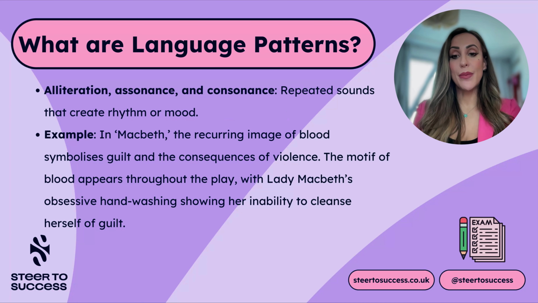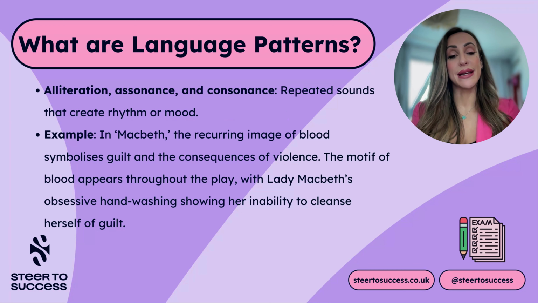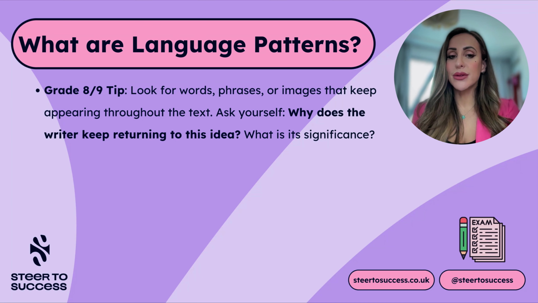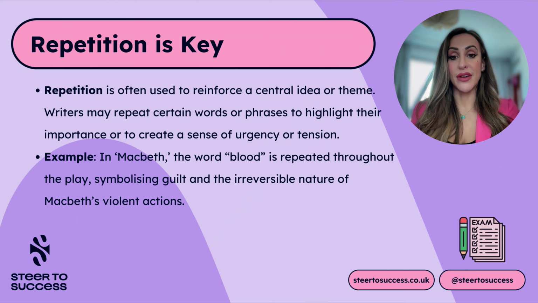So as an example, in Macbeth, the recurring image of blood symbolizes guilt and the consequences of violence. And the motif of blood, remember that I said a recurring symbol is a motif, appears throughout the play with Lady Macbeth's obsessive hand-washing showing her inability to cleanse herself of guilt. And as a grade 8 or grade 9 tip, look for words, phrases, or images that keep appearing throughout a text and ask yourself, why does the writer keep returning to this idea and what is its significance?